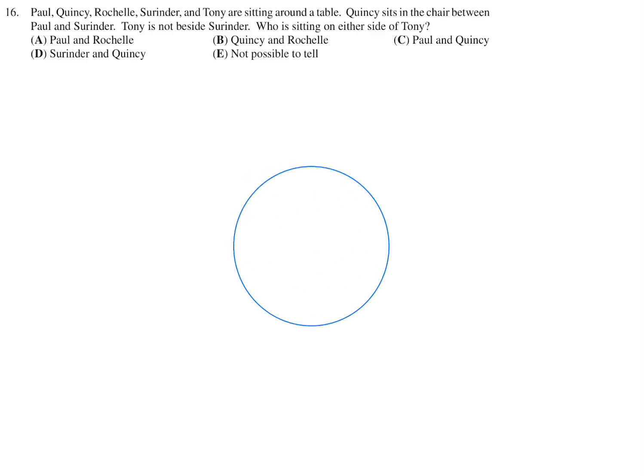And Quincy sits in the chair between Paul and Surinder like that. Okay? Surinder, Tony is not beside him. So Tony cannot be here. So Tony's got to be somewhere else.